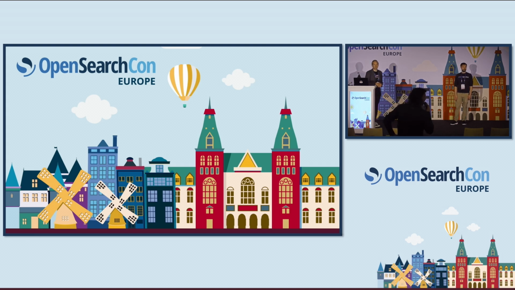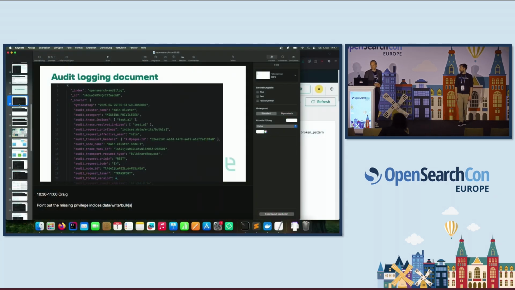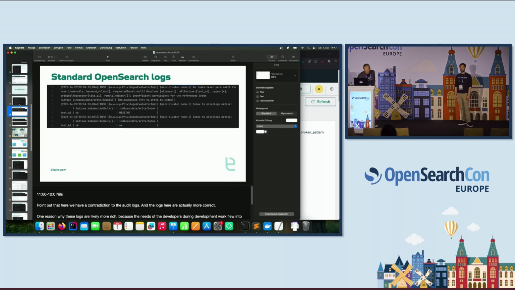Aaron, could you please put the slide up? Oh, yeah. Indices data write bulk chart. That's what was requested, or that's what the audit log said in line 10. And here we see in line 7 that what was missing was actually indices data write index. So that means it's a bug. It's wrong. The bug is always in reference to a specification, so we have to revisit the specification. Right. Okay, thanks.